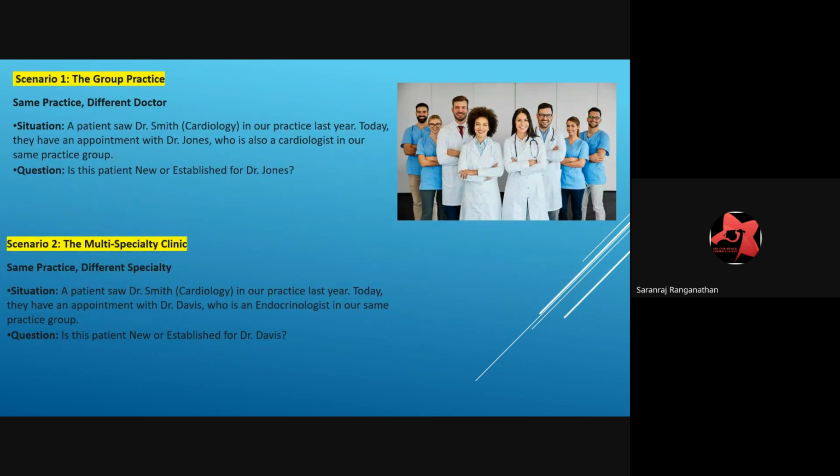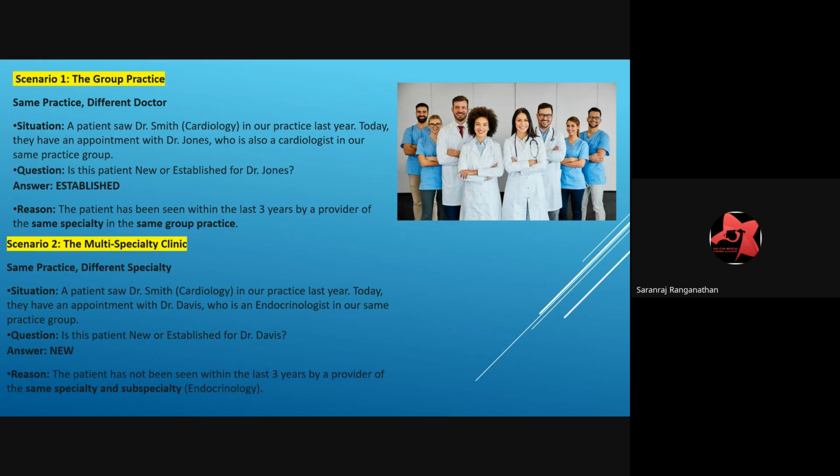And the same practice group. See, first he came to the cardiologist last year, and today he is coming to Dr. Jones from the same cardiology department. The physicians are different, but the department is the same, so he is going to become the established patient. And multi-specialty clinic: initially he comes to the hospital for cardiology, the second time he comes for endocrinology. He is going to become the new patient, because within the 3 years he is not coming for the same specialty, he is coming for a different specialty.